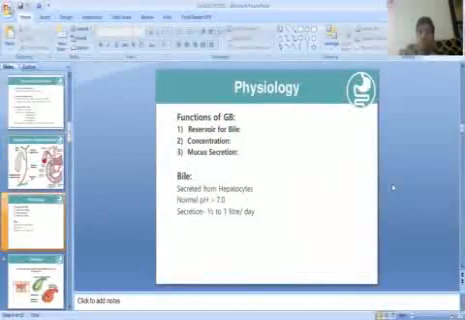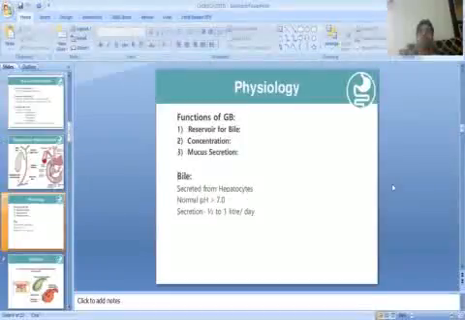Now, physiology of the gallbladder. Functions of the gallbladder: reservoir of bile, concentration, mucus secretion. Bile is secreted from hepatocytes, means cells of the liver. Normal pH is greater than 7.0, means basic. Secretion is half to 1 liter per day.